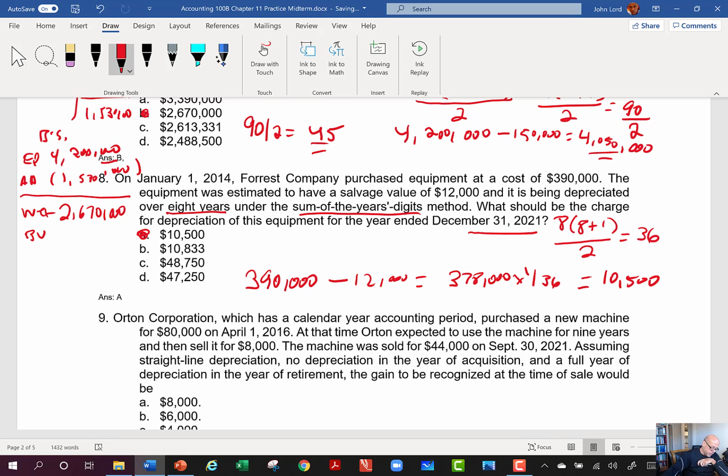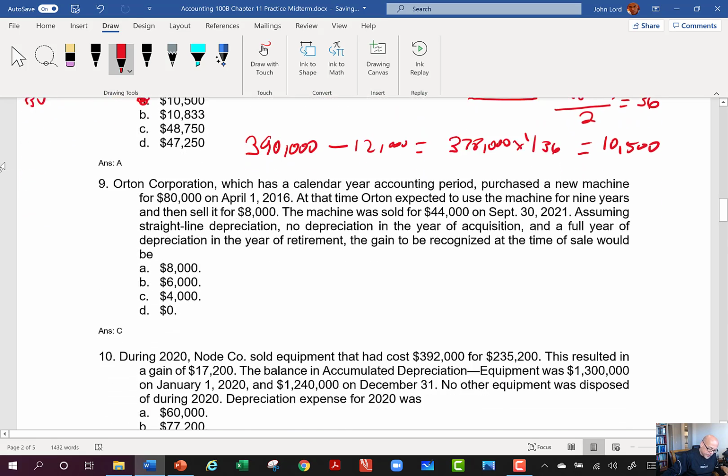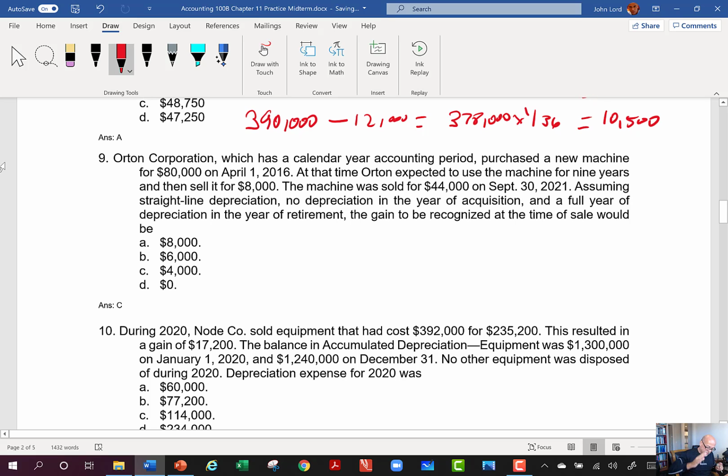Okay? All right, good. Are we done with these sum of year's digits? I hope. I don't care for those that much, but I just wanted you to have some exposure to it. And again, if I ask you questions on this, it's going to be a much shorter life that we're talking about for that particular item.